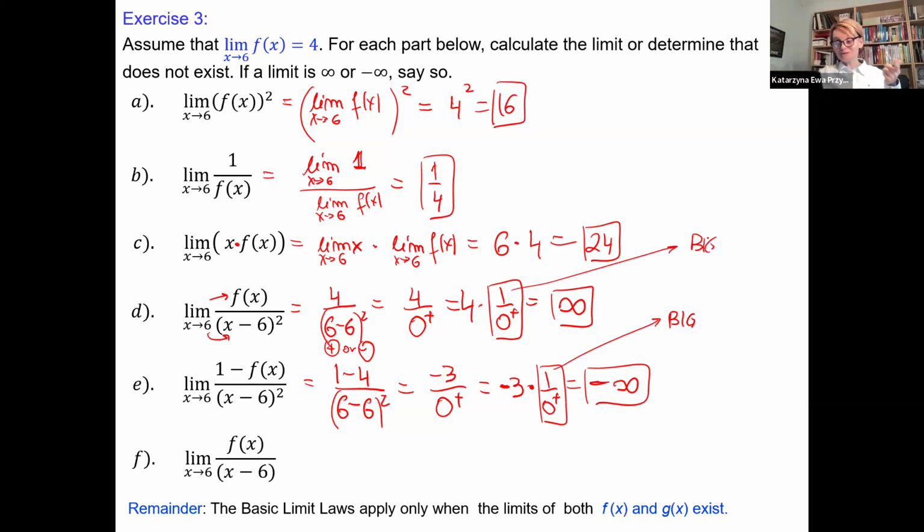Okay, and what about the last one? The limit of f of x is 4. And then we have 6 minus 6. We do have 0. But can we really say if that 0, that small number, is positive or negative? No, because, again, as soon as we see 0, we have to think. It's not 0, it's a tiny number. But now, positive or negative?